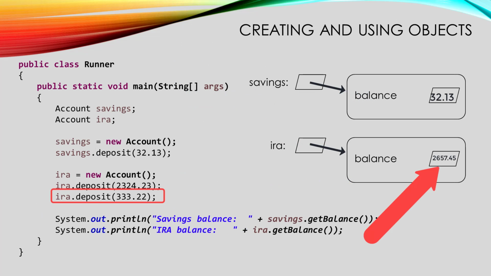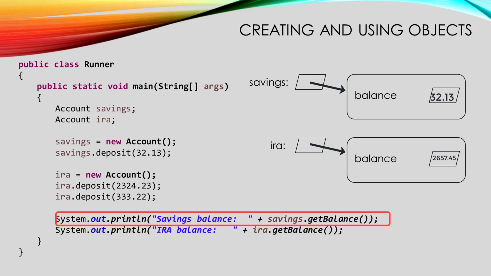So our IRA object now has the 26, 57, 45 in its balance object. This print line will start a string with "savings balance:" followed by two spaces. Then this plus is concatenation because the left-hand operand is not a number. So then it calls the getBalance method on the savings object.